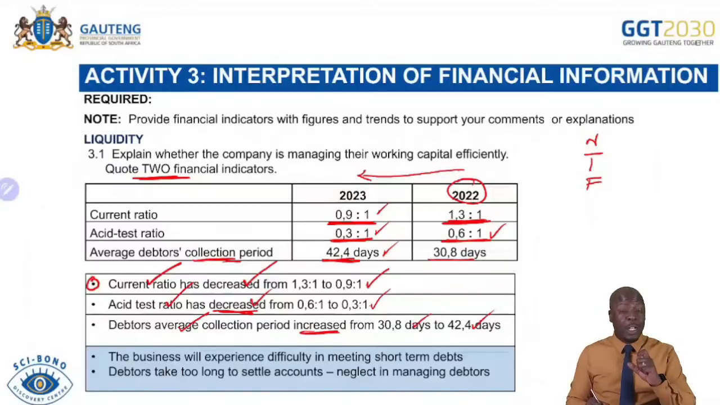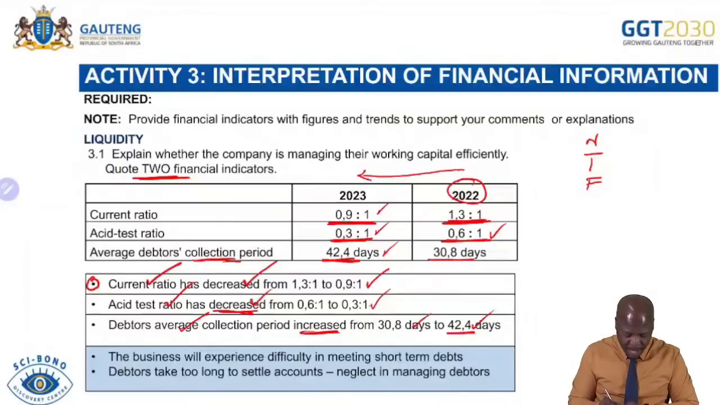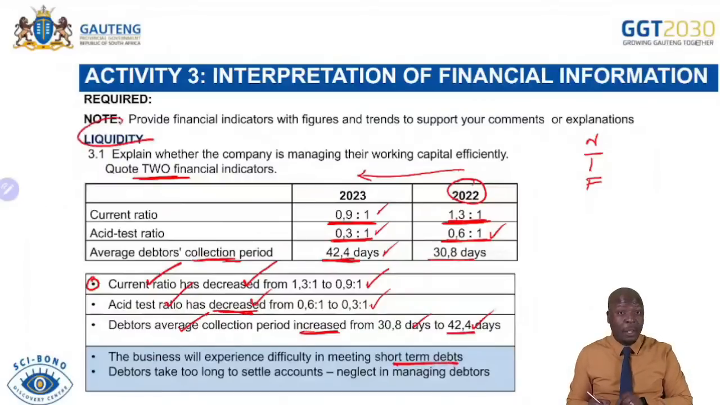When your debtors collection period increases, it simply means cash is now only going to be received after a long period, in this case, after 42.4 days. So it does affect the liquidity of the business. We can therefore comment and say, the business will experience difficulty in meeting short-term debts. Remember, we are talking about liquidity.